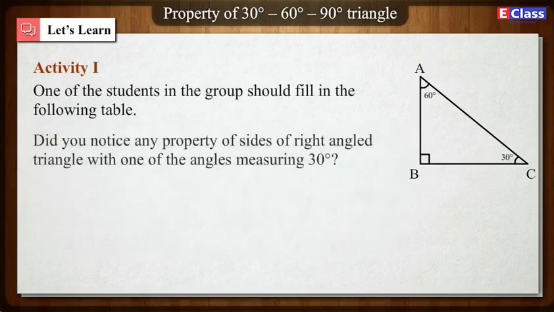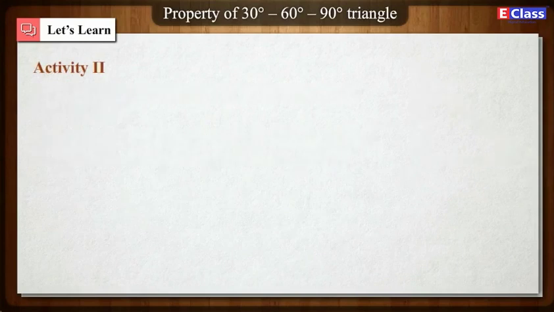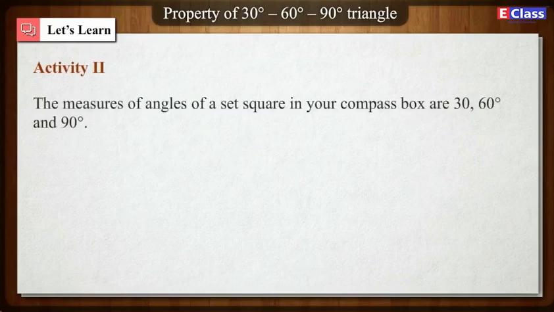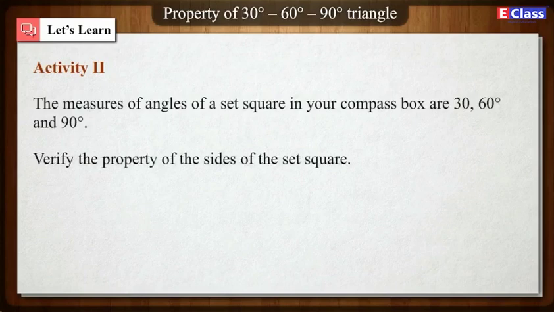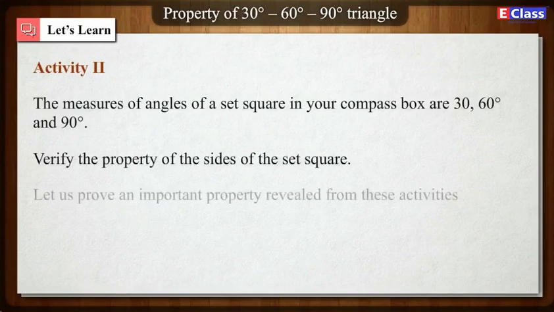Did you notice any property of sides of right-angled triangle with one of the angles measuring 30 degrees? Activity 2. The measures of angles of a set square in your compass box are 30 degrees, 60 degrees and 90 degrees. Verify the property of the sides of the set square. Let us prove an important property revealed from these activities.